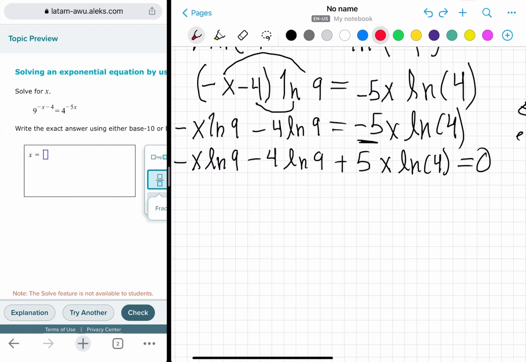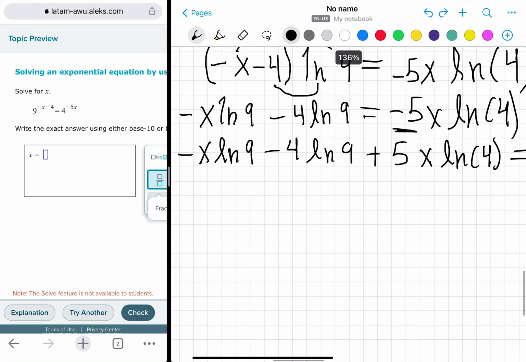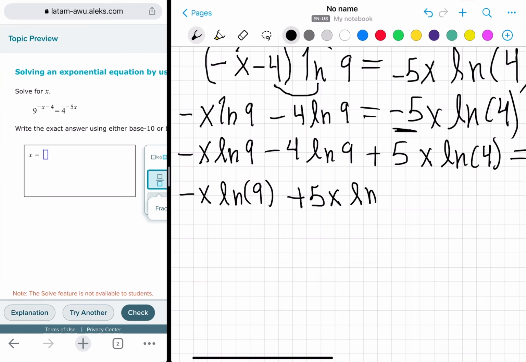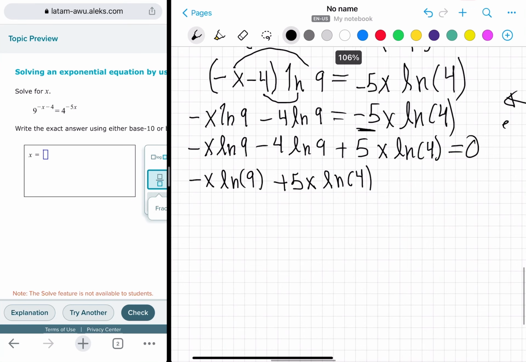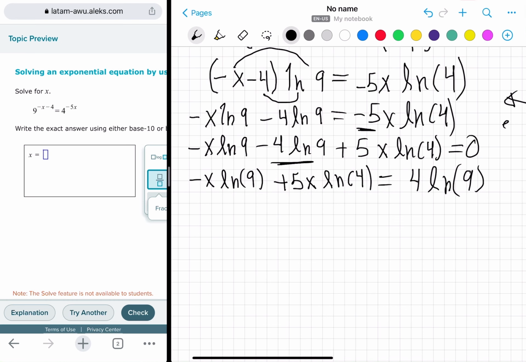So we're gonna have minus x. Oops, no. Again. We're gonna have minus x natural logarithm of 9 plus 5x natural logarithm of 4. Okay, that is equal to 4 times the natural logarithm of 9. And all I did here was take this term to the right side.